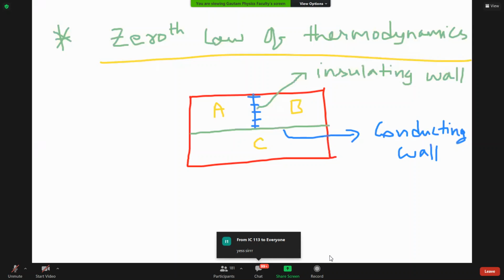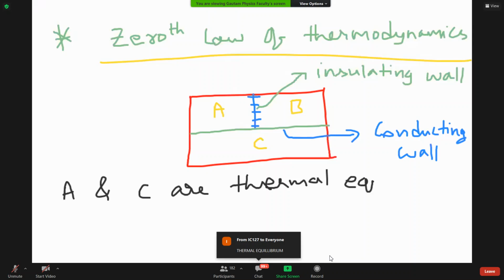Now coming back to the topic here. So similarly, A is in thermal equilibrium with C. Thermal equilibrium माने क्या बेटा? What do you mean by thermal equilibrium? Yes, same temperature. A and C are in thermal equilibrium.